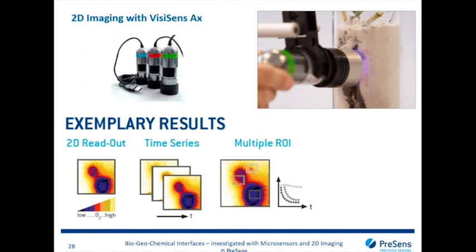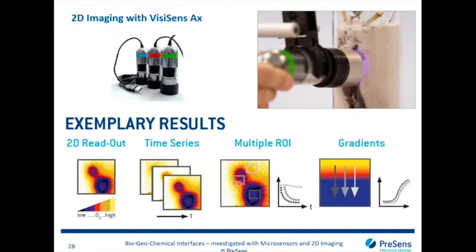Furthermore, you can select a region of interest where, for example, you have some hotspots detected or you have some action going on in your system, and then you can freely select the region of interest and plot the analyte values over time. And you can do that several times within one data set to compare, for example, different regions. And further on, you can also measure gradients.